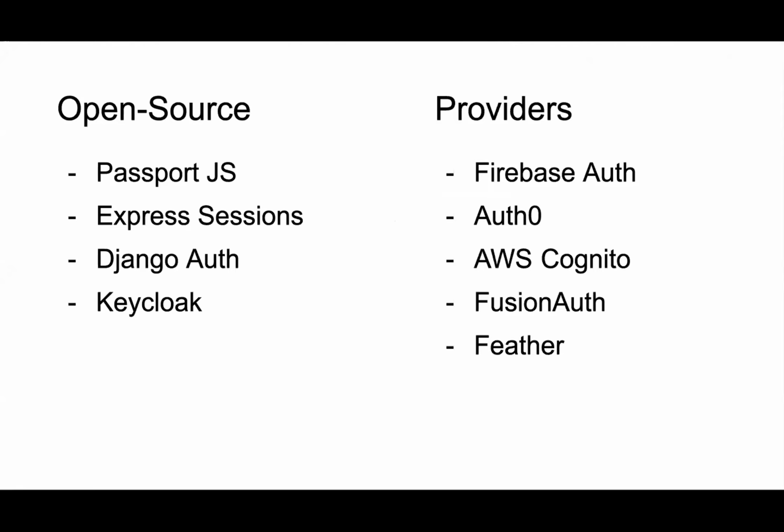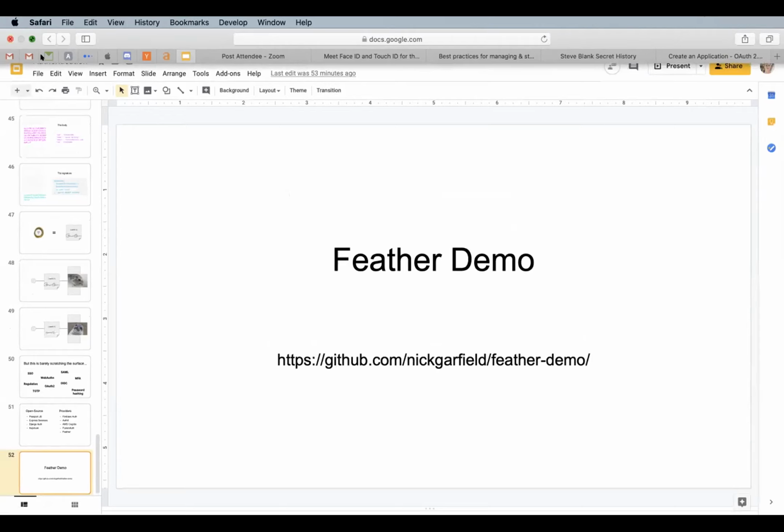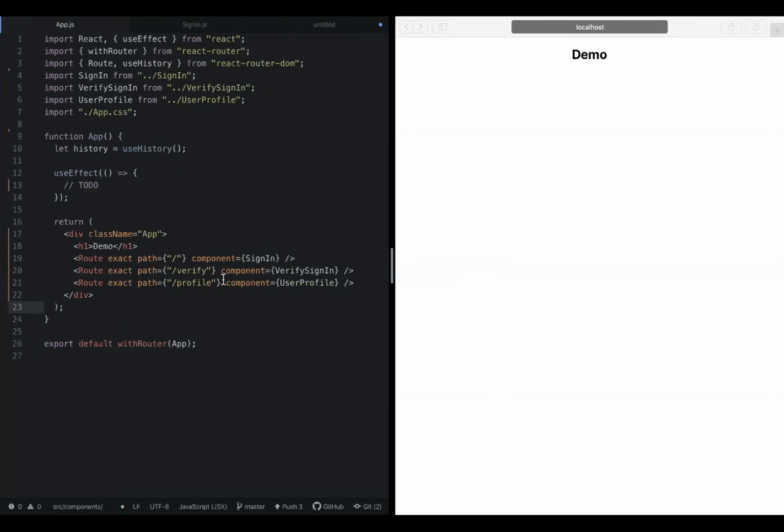Okay, so let me see if I can demo Feather real fast to show how we were trying to make this simpler. Here you can also see my screen. I've just run create React app, and I've made some slight modifications. We have this application running, and we have some routes set up. On our base route we are displaying a sign-in component, on this verify route we have another component, and on this profile route we have this profile component.